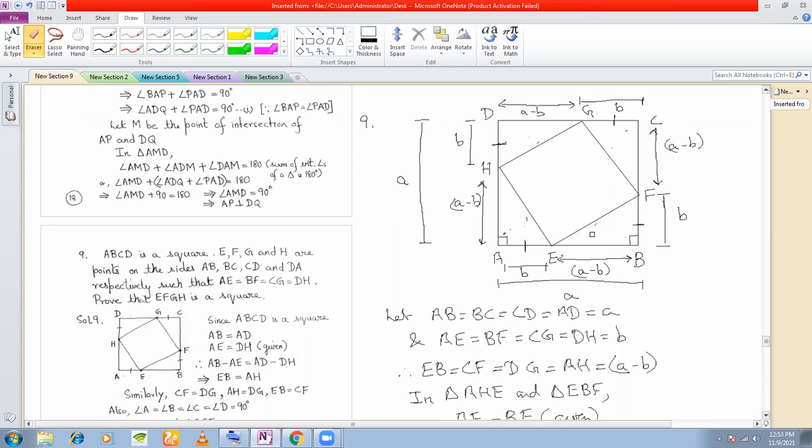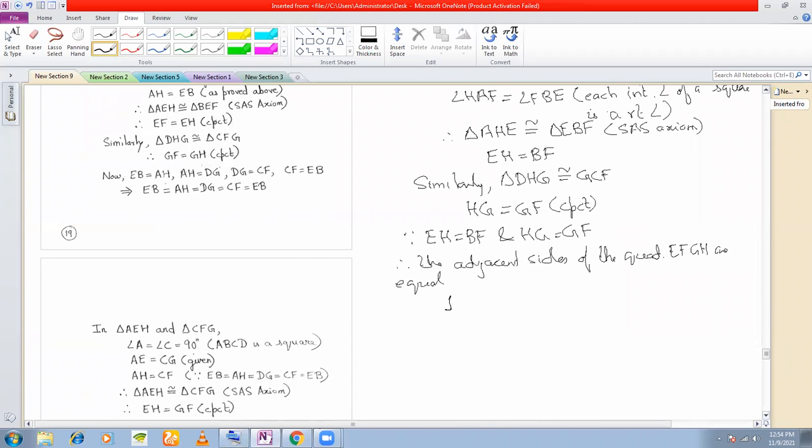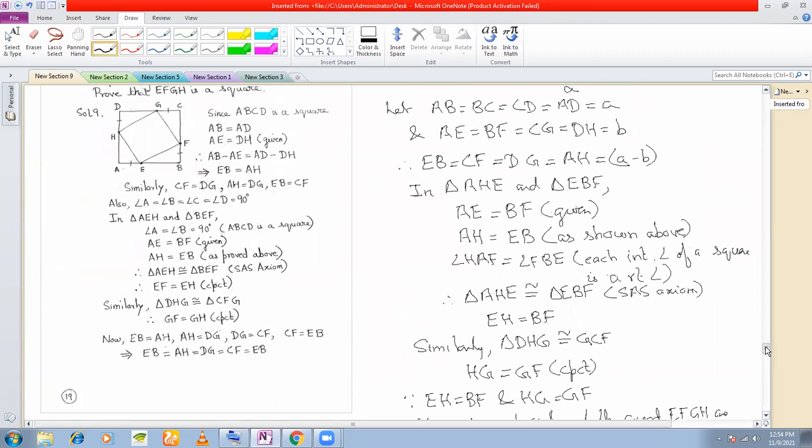So again, this congruency is also by SAS, isn't it? This side is equal to this side. Also, this side is a minus b, this side is a minus b, and this angle is obviously 90 degrees. So therefore, by SAS you can say that the triangles are congruent. So let's prove this. In triangle DHG and triangle EFB.